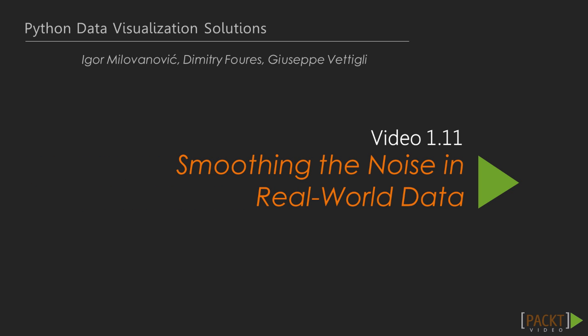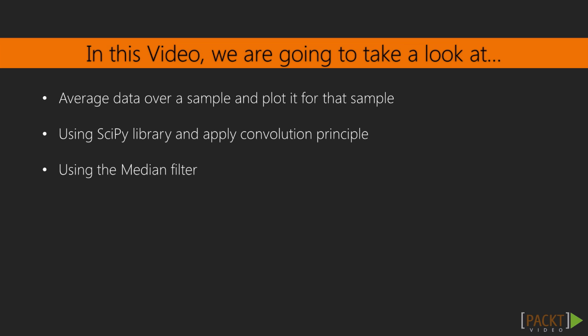Hi, this is the last video of this section, smoothing the noise in real-world data. In the last video we looked at generating controlled random datasets. In this video we're going to take a look at averaging data over a sample and plotting it using the SciPy library and using the median filter.